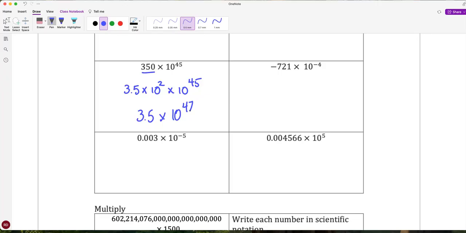The next one, this number needs to be between 0 and 10, negative 7.21. If I do that, I'm making it smaller by 2 powers of 10. So all I'm doing here is adding those exponents to get this, okay? So the same thing here. When I add these exponents, 4 and negative 2, I'm going to get negative 7.21 times 10 to the negative 2 power.